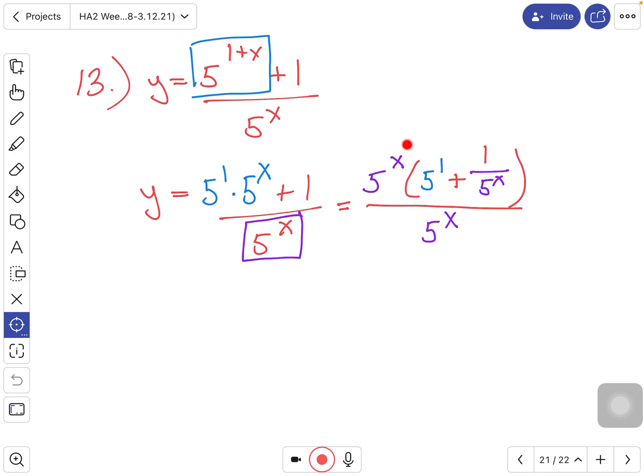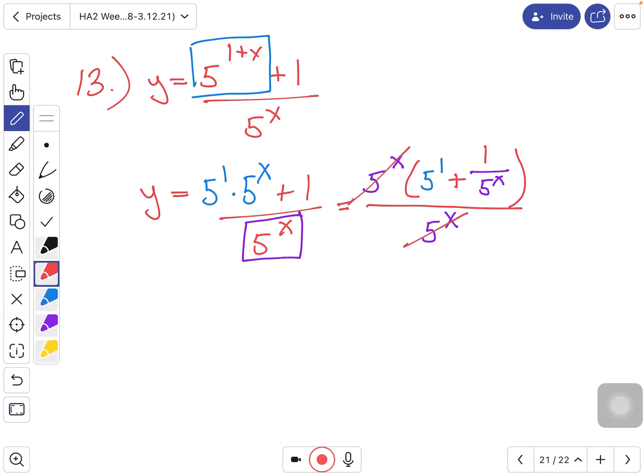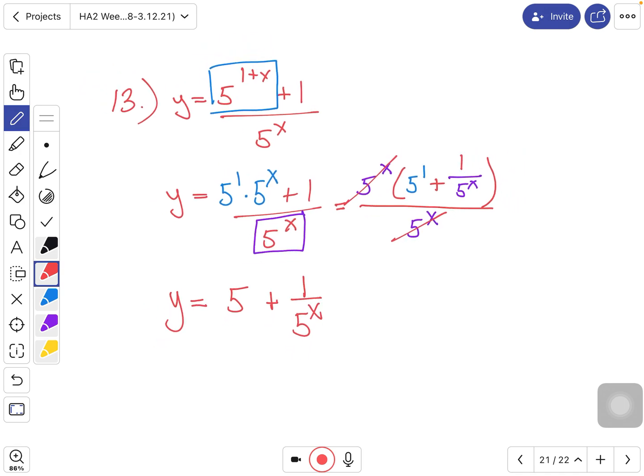And then the magic happened. So I have 5 to the x on the outside over 5 to the x on the bottom. So now I can go ahead and simplify. So I'm going to cross those 5 to the x's out because they do cancel. And I'm left with y equals 5 plus 1 over 5 to the x. A much simpler looking problem.